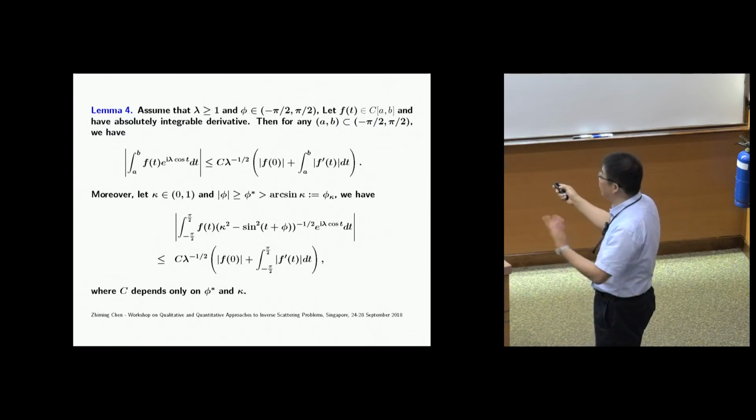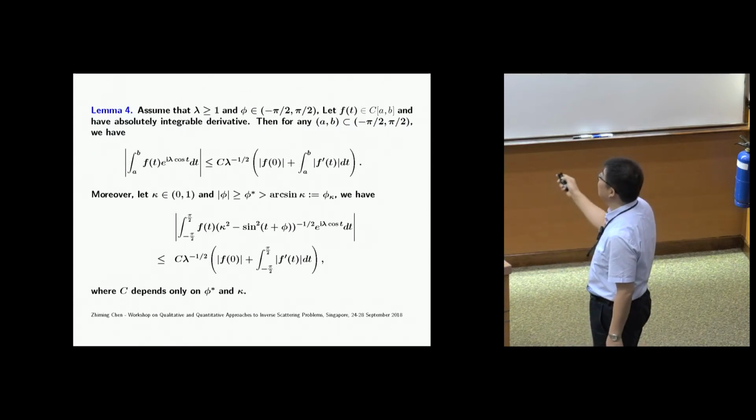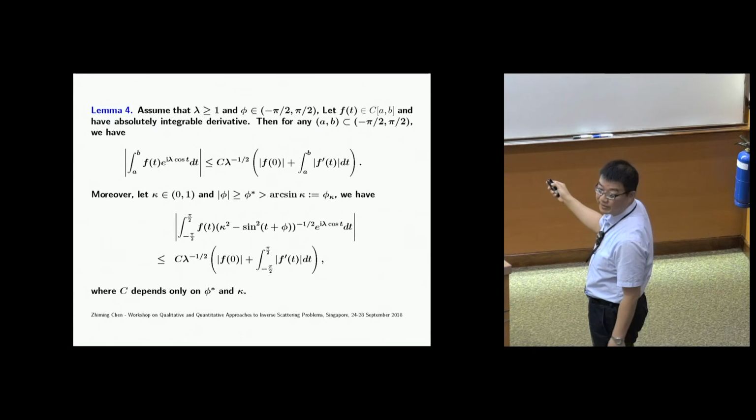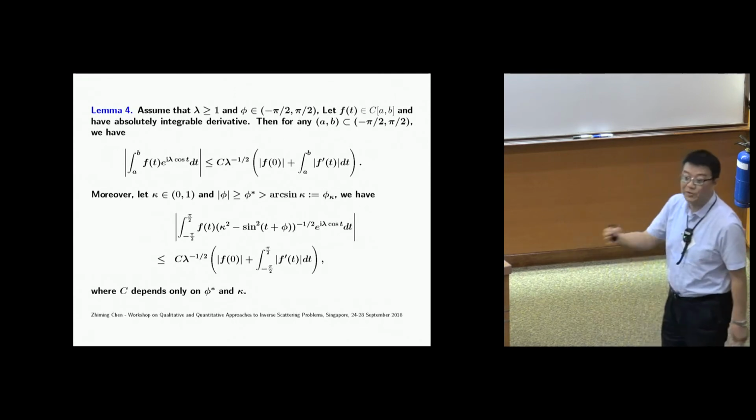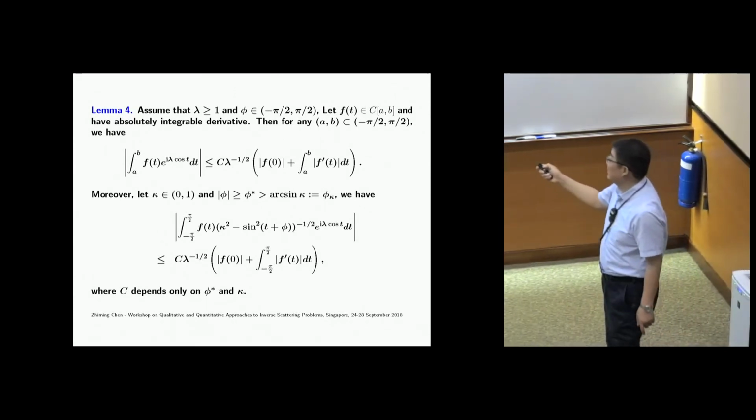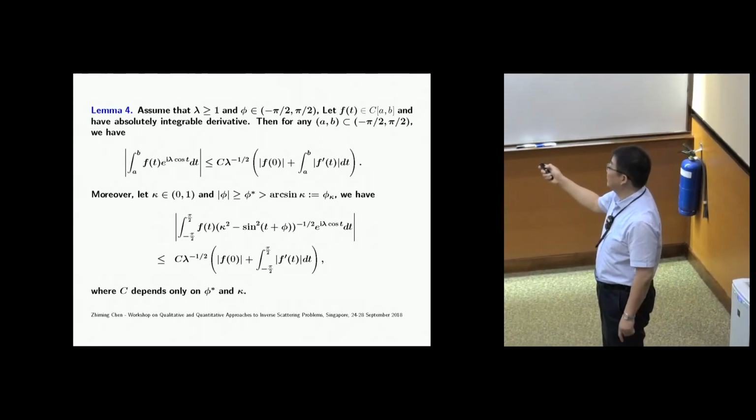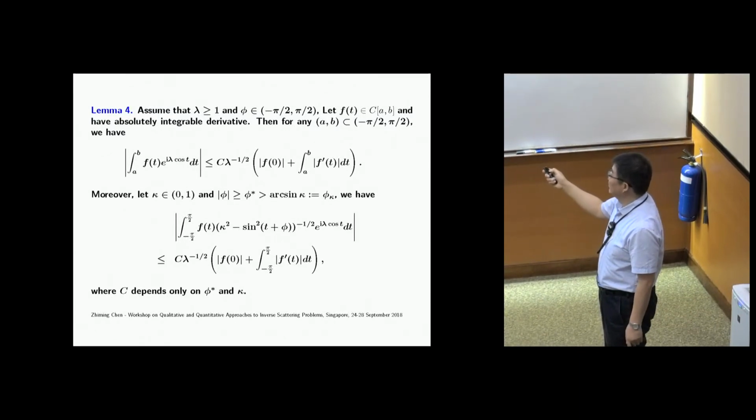But in our applications, in the half space case, if we think about this component, this integral, the derivative is not integrable. So you still cannot simply use the van der Corput lemma. You have to go a little bit further, because the derivative is like minus 2/3, so it's not integrable. But still we have this decay.